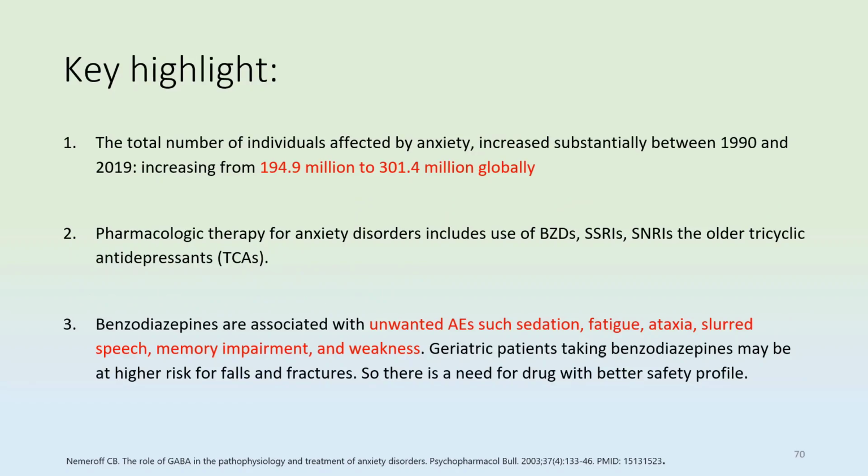What are the key highlights of today's seminar? The total number of individuals affected by anxiety increased substantially between the 1990s and 2019. The global reported data is a jump from 194.9 million to 301.4 million globally. Pharmacological treatments we currently have are benzodiazepines, SSRIs, SNRIs, and older TCAs. Benzodiazepines are associated with a lot of unwanted adverse effects, and geriatric patients may have a higher risk of falls and fractures.